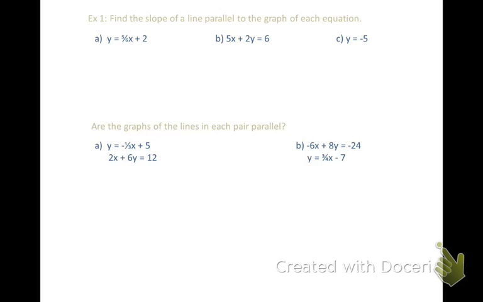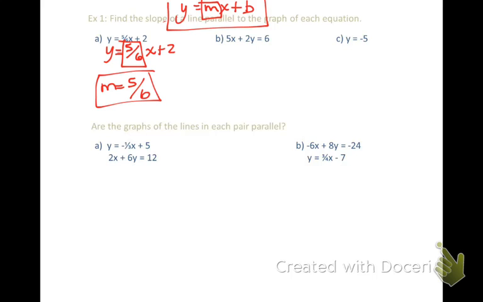So on example 1, it says find the slope of a line parallel to the graph of each equation. To find that out, all you need to do is have the same slope as the slope-intercept form. So your formula would be y equals mx plus b. You need to make sure we have this equation to find out what the slope equals. On A, it says y equals 5/6 x plus 2. And again, the slope is your m. Since it's already in the formula we need it in, all we need to do is say that m equals 5/6. And that is your answer for example A.